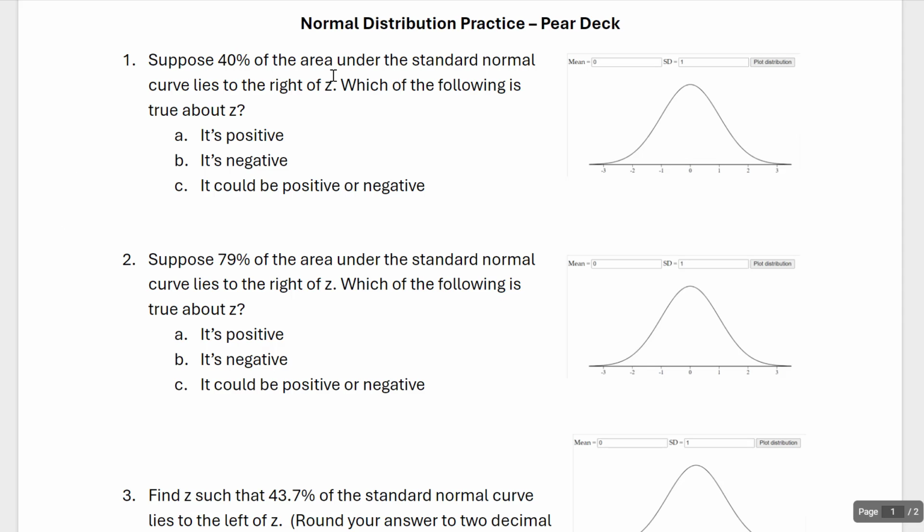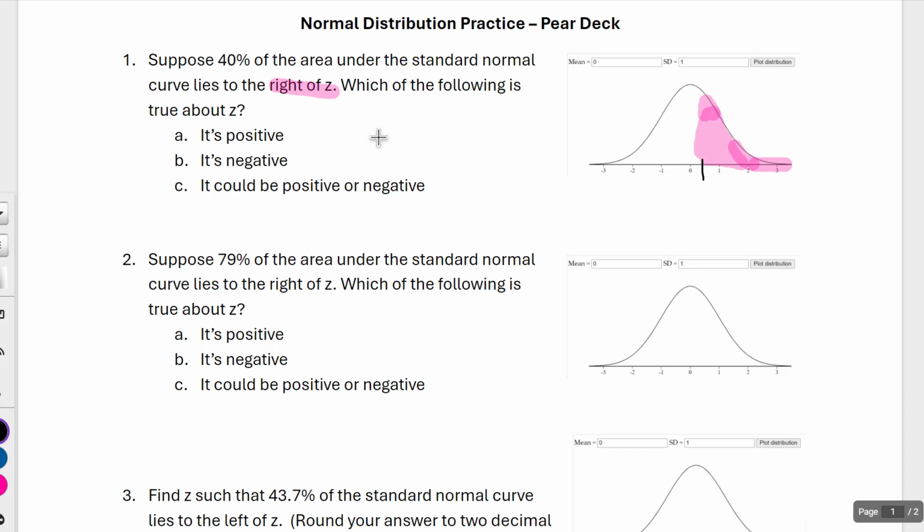Okay, so suppose 40% of the area under the standard normal curve lies to the right of Z. Which of the following is true about Z? So if I were shading in the area where I'm doing 40%, you have to think, am I going to shade from the right or from the left? Well, it says to the right of Z. So I'm going to start over here and start shading, and I've shaded very little so far. And I want to keep shading until I've hit about 40%. So not quite halfway, right? I would be shading in this piece. I would be stopping before I hit 0.